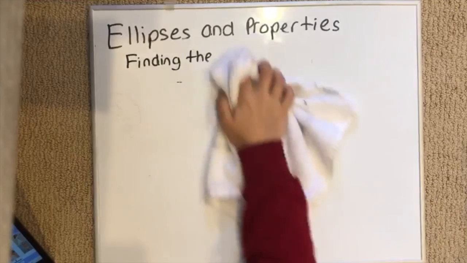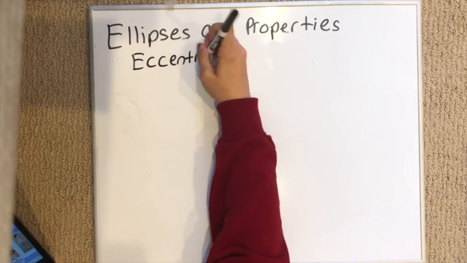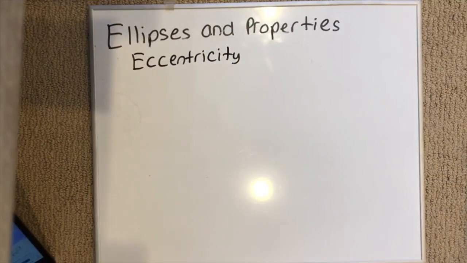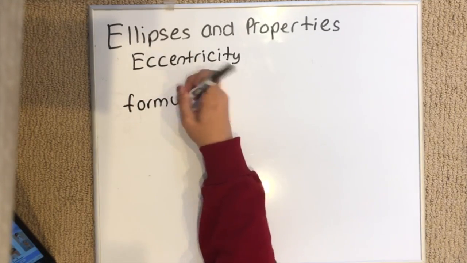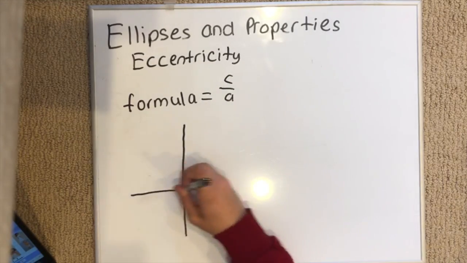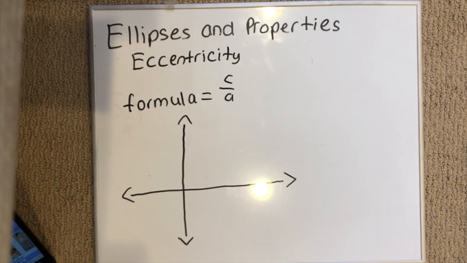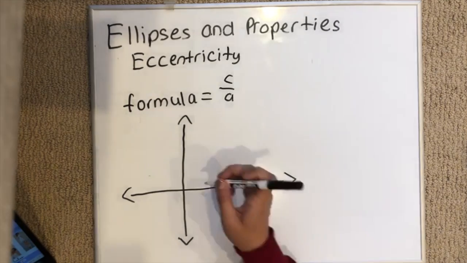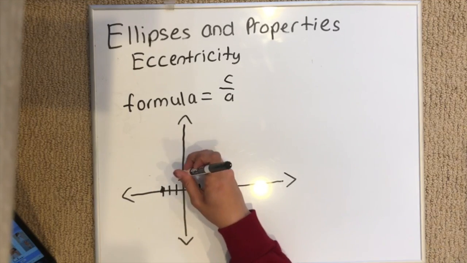Now let's talk about eccentricity. Eccentricity is essentially a ratio that can be used to find similar ellipses as well as other parts of the equation such as c and a and b. The formula for eccentricity is c over a. c again is the distance from the center to the foci, and a is the distance from the center to the vertex on the major axis.